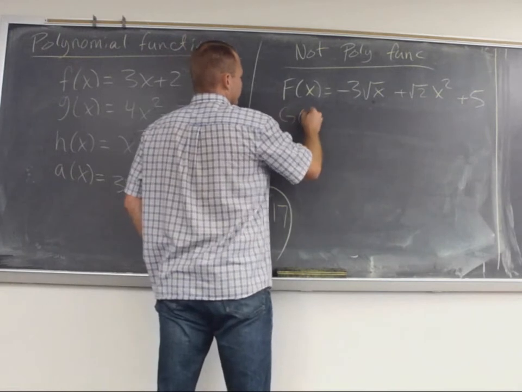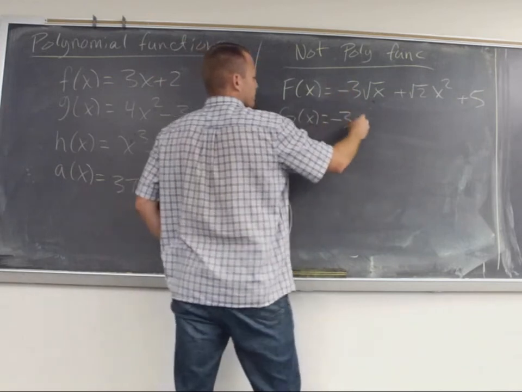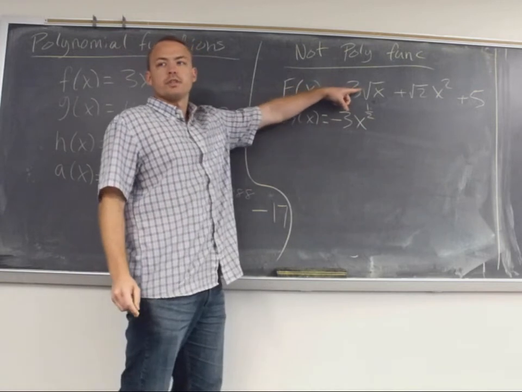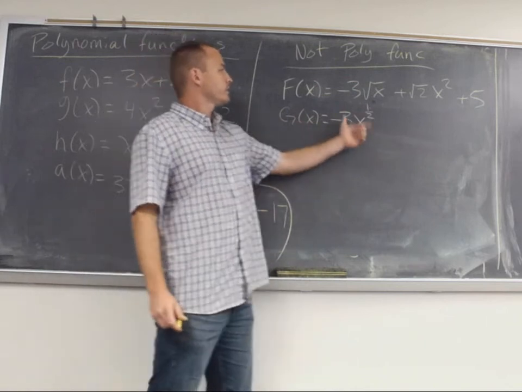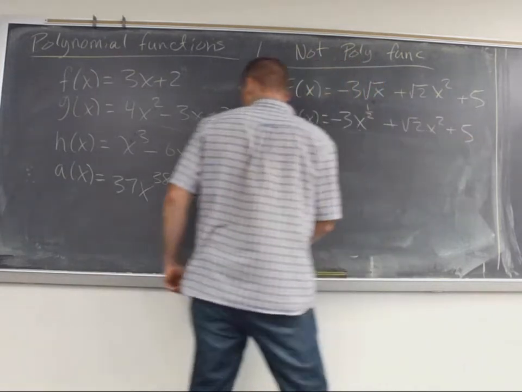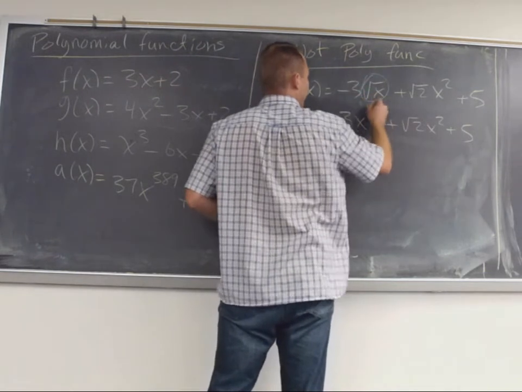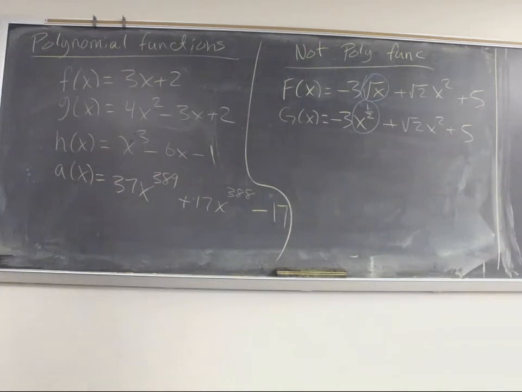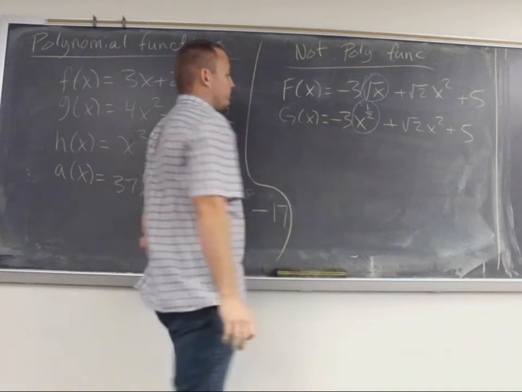Let's see, capital G of x. I could have written this like this. I'm going to write the same one, except I'm going to change this square root of x to the 1/2 power. And remember, if you have the square root of x, you can rewrite it as an exponent, the fraction 1 over 2. So these are the same thing. This is also not a polynomial function for the same reason. Because of this guy, and because of this guy. Those mean the same thing. So you can't have square roots, cube roots, fourth roots, and equivalently, you can't have the fraction in the exponent.